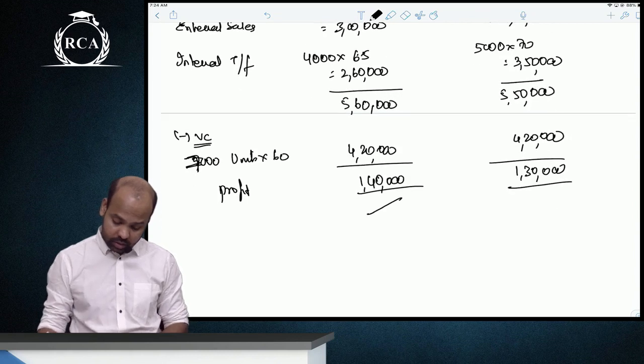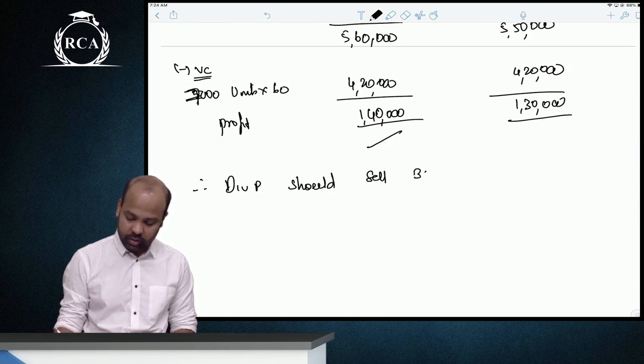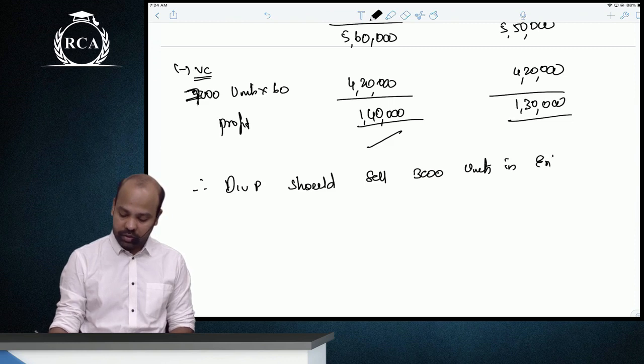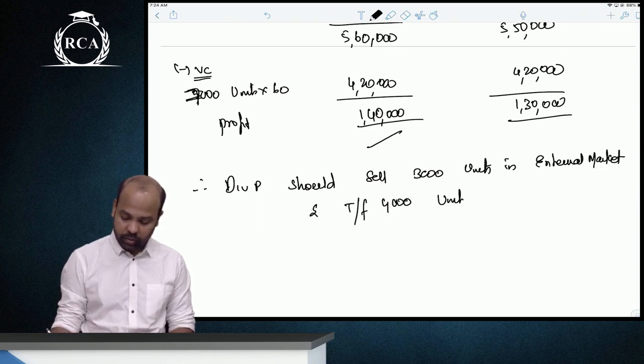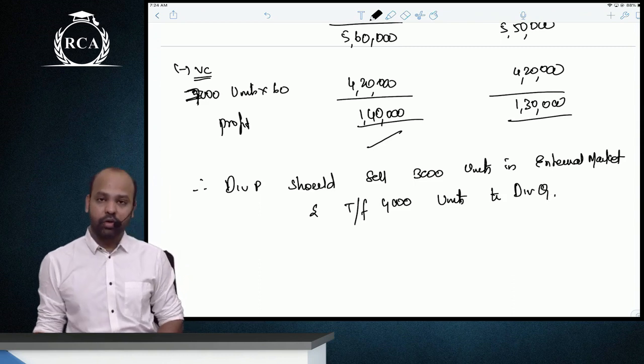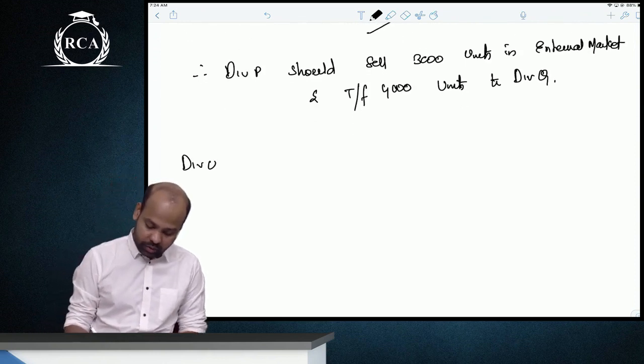Understood? Therefore, division P should sell 3,000 units in the external market and transfer 4,000 units to division Q. This is what you should do. Now division Q.